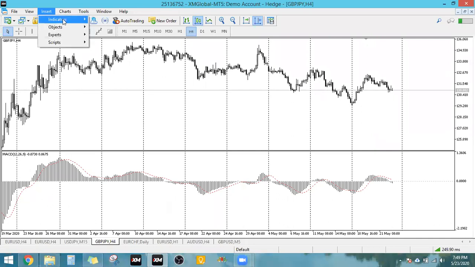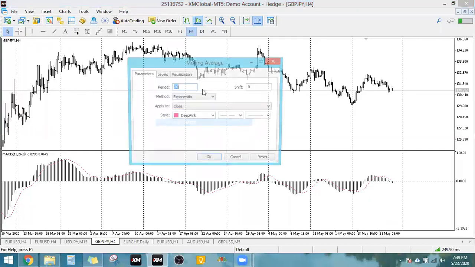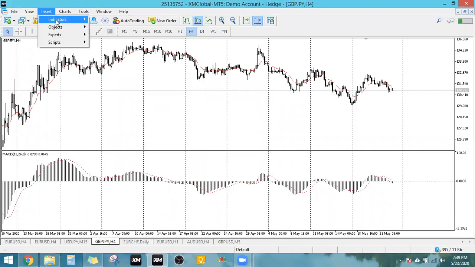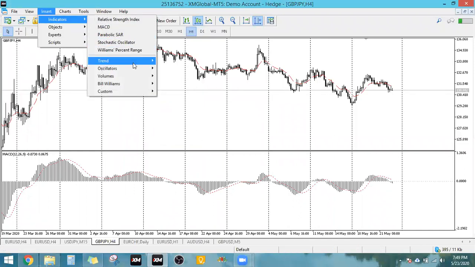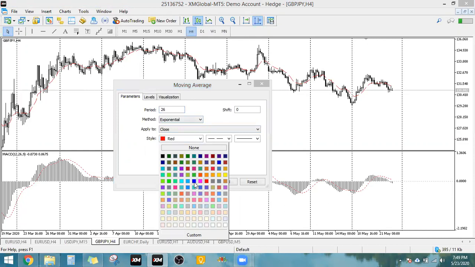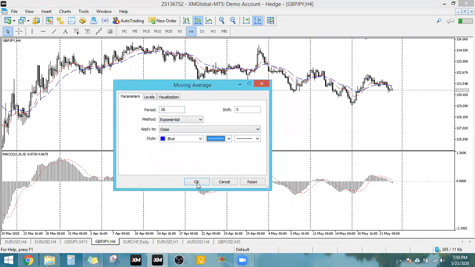Nandito insert, indicators, trend, tapos maglagay tayo ng moving average. Ayan. So, dapat exponential yan. And then, period is 12. Lagay tayo ng 12. Let's color it red. Tapos, maglagay din tayo ng isa pa, 26 naman. Alright, then let's color it blue. Okay. So, ngayon, ay, mali yung ano ko. Wait lang. Bakit siya dotted? Yan.